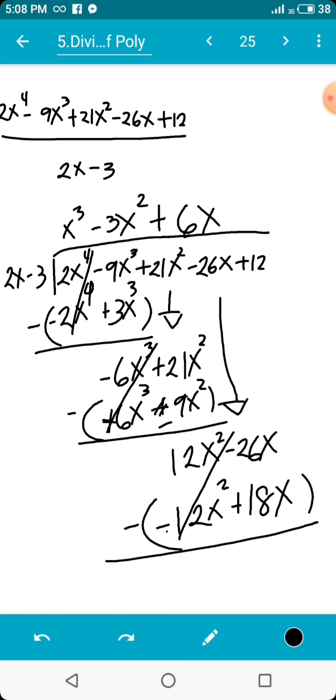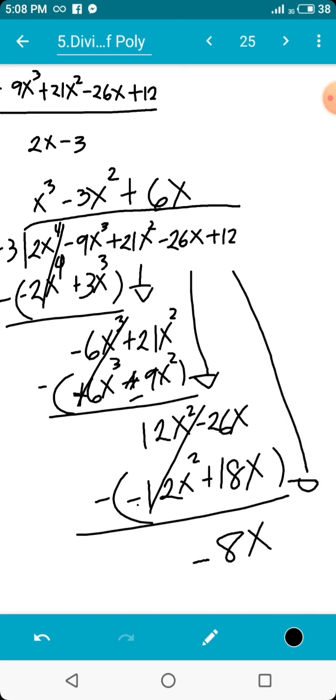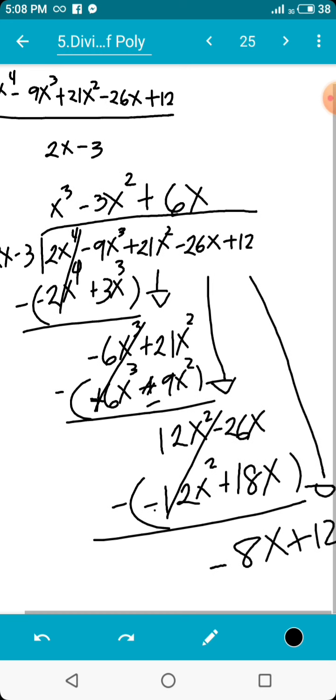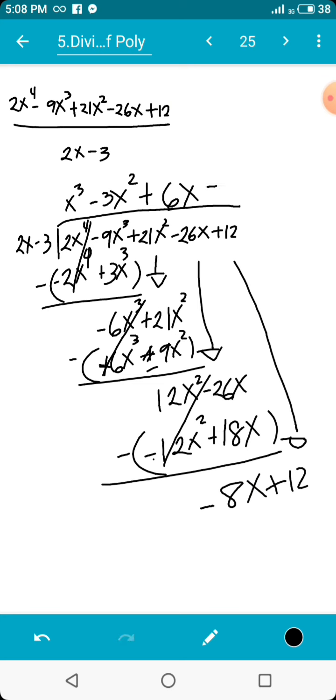So that is negative 8x. Okay? And then bring down yung positive 12. So divide natin. Negative 8x divided by 2x. So that is negative 4. And then times ulit natin both. So, negative 4 times 2x, so that is negative 8x. And then negative 4 times negative 3, that is positive 12.